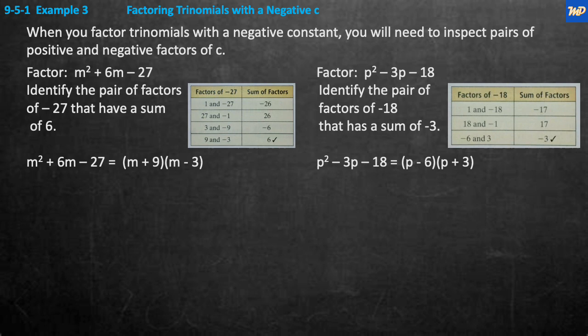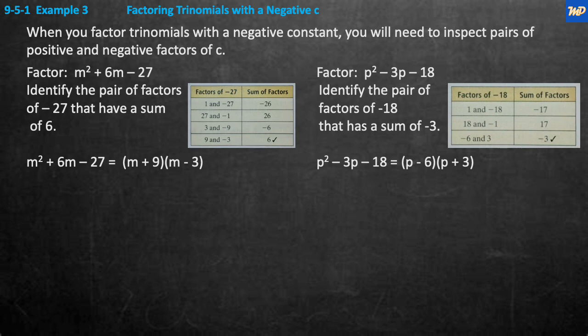In example 3, we're going to be factoring trinomials with a negative C term, a negative C. So it throws a little hook into what we're trying to do here, but you'll see. For the negative C, we have to have a positive and a negative term. Anytime to get a negative C term, one of the factors has to be positive and one has to be negative, because a negative times a positive is a negative. Okay, so let's say when you factor trinomials with a negative constant, you will need to inspect pairs of positive and negative factors of C.